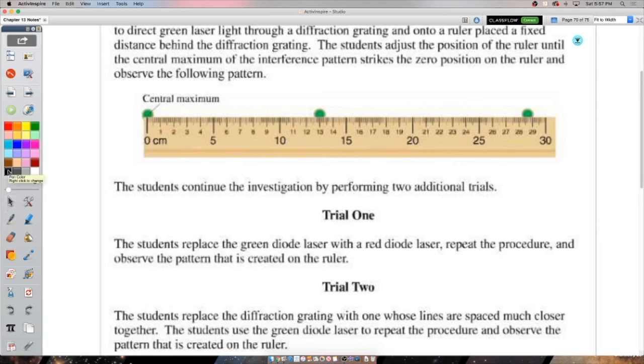How did we change it? We went from green to red. What does that do to the wavelength? Red has a larger wavelength. So in this trial, in trial 1, we're making lambda bigger. Okay, we'll save that knowledge for later.